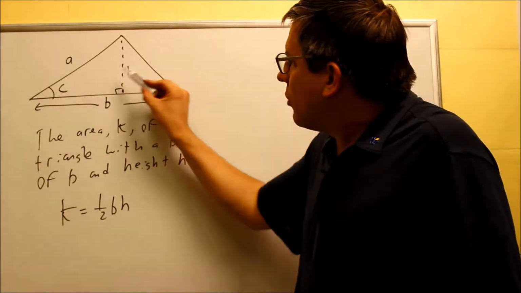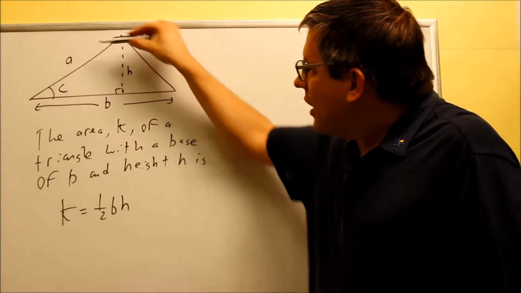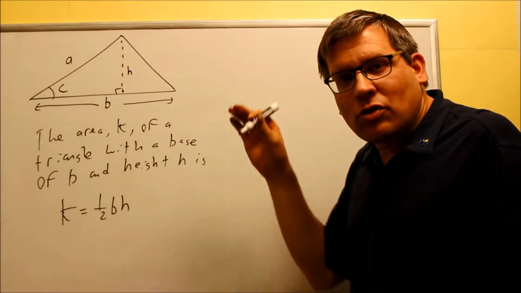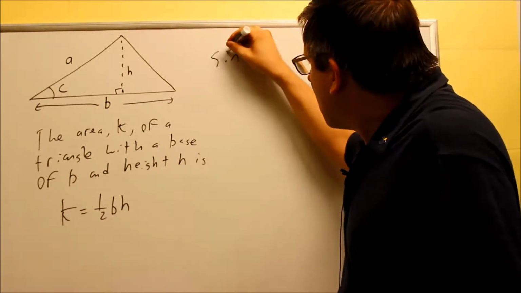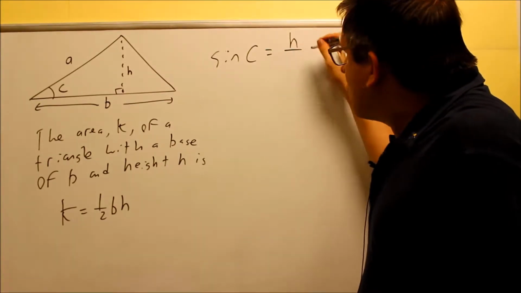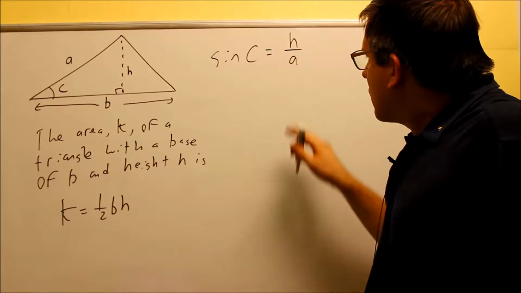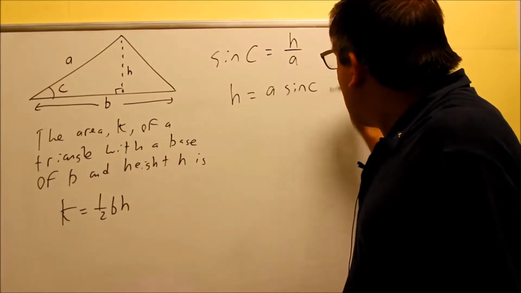So that would be, if I'm looking at angle C here, H is going to be the opposite side, and A is going to be the hypotenuse. So if I want to come up with a trig definition that relates those two, I want to pick sine. So I'm going to do sine of C, that's equal to opposite, that's H, over hypotenuse, which is A. So by doing that, if I solve for H, then I get H is equal to A sine C.